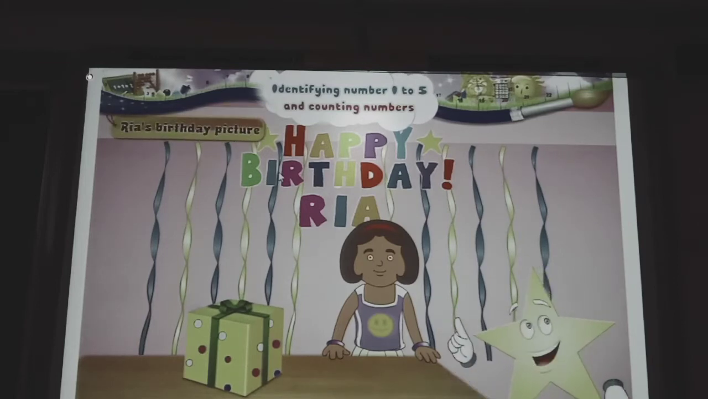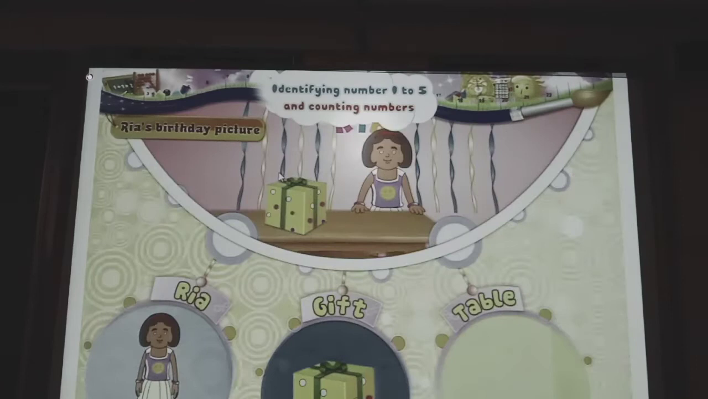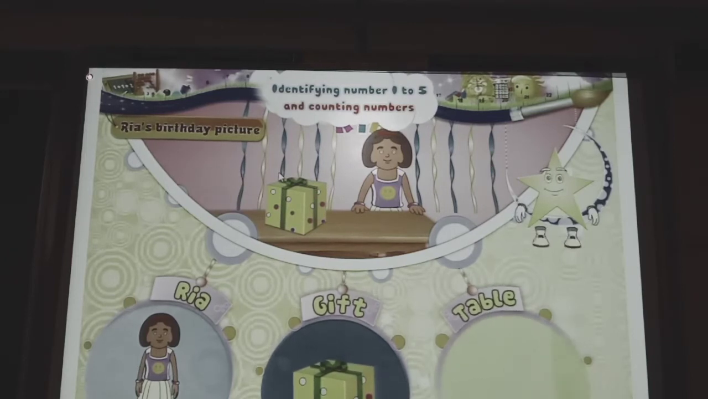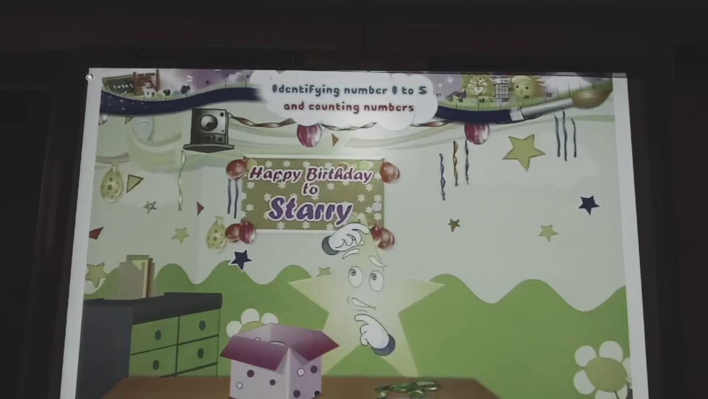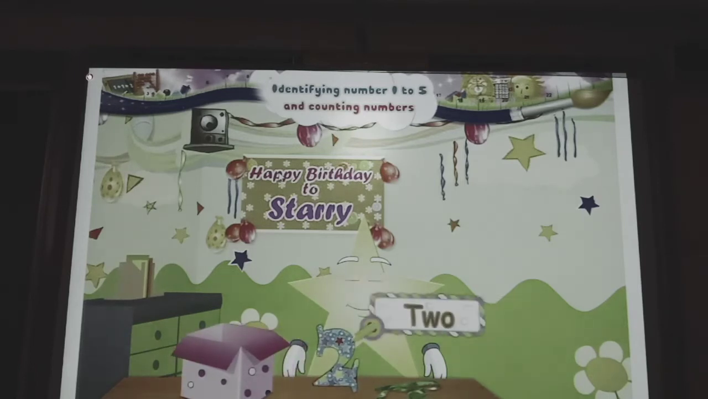Hey, this is Priya's birthday picture. Let us count what we see. Here we can count one Priya, one table, and one gift. Now, what is that story? Oh, is there something else in that gift box? Hey, that is our friend, too.